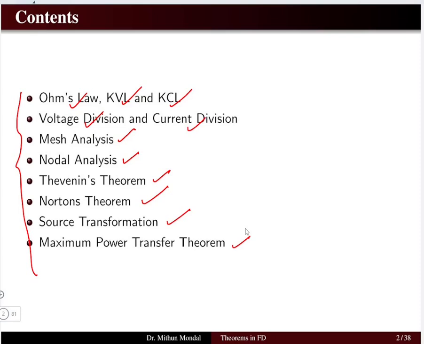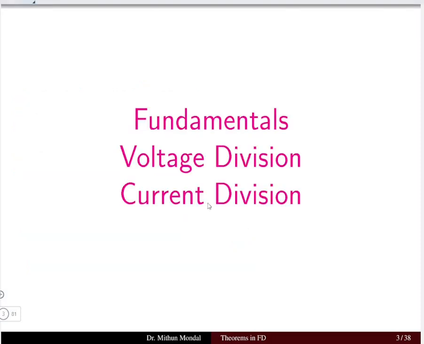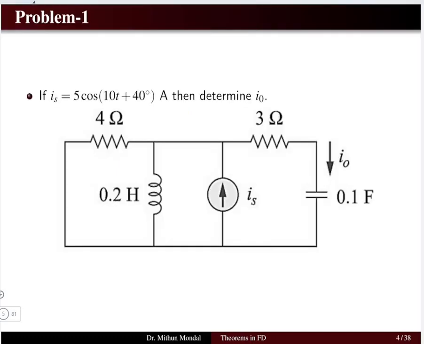We have already solved these problems in DC circuits. Today in this tutorial we are going to see the problems based on frequency domain aspects. First we'll see how to solve the fundamental voltage division and current division problem. If you have a source current, then you have to determine the current I0. So let us see the first problem.